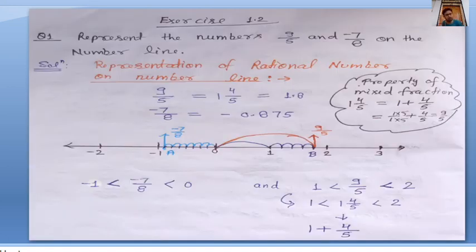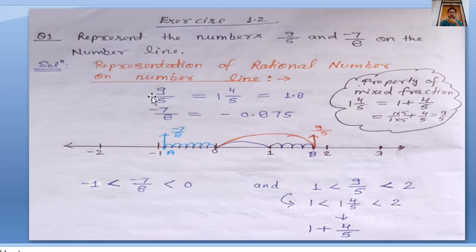Now we are going to discuss exercise 1.2. Represent the numbers 9 by 5 and minus 7 by 8 on the number line. Representation of a rational number on the number line. Understand how we will represent a rational number on the number line.